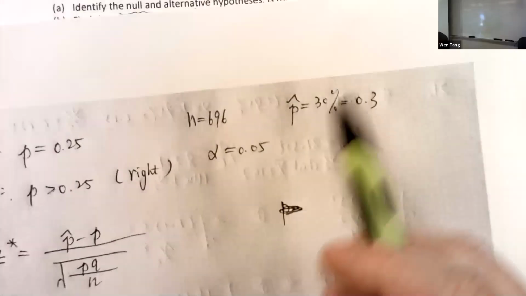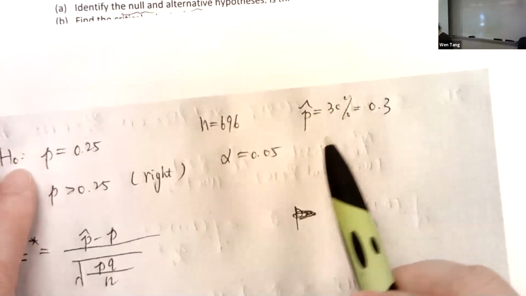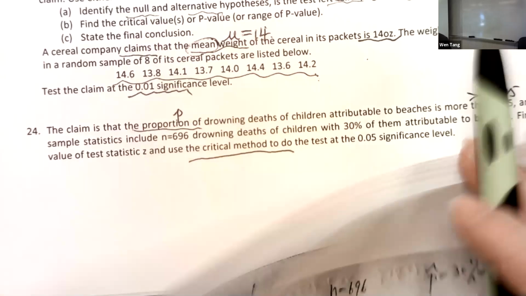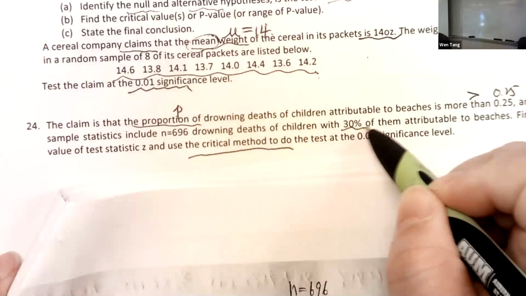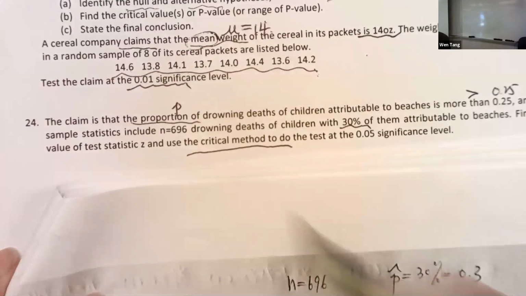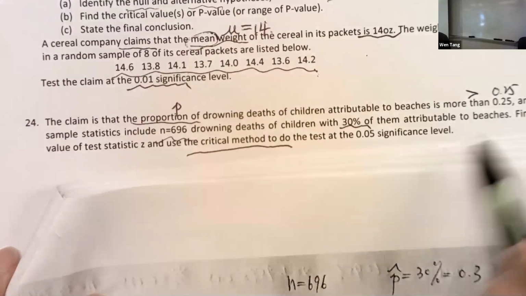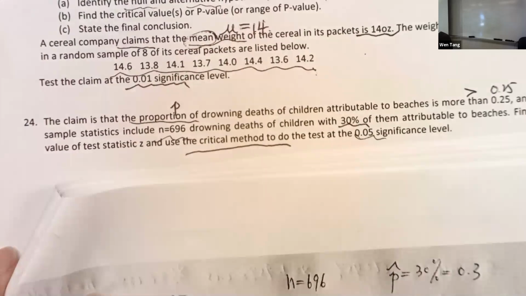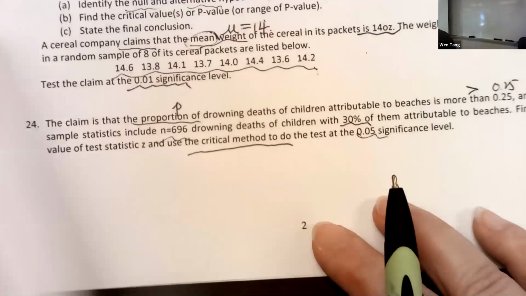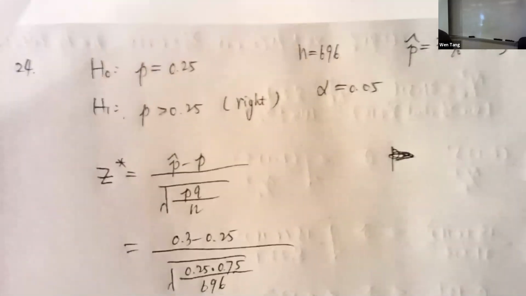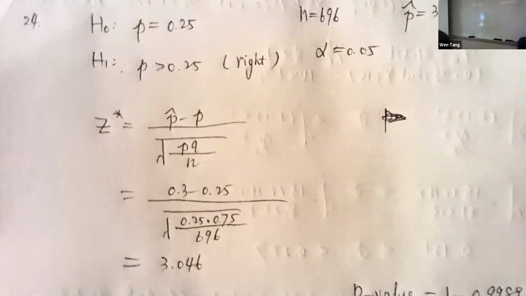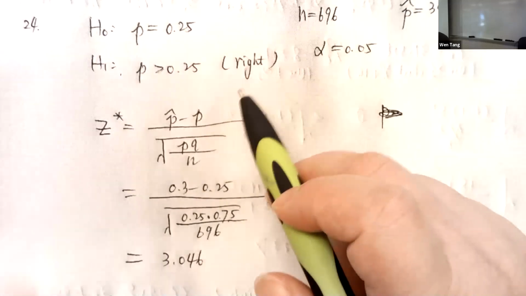So I will also list the information. The P hat, we know from the question. It's from the sample, so the P hat is 0.33. And we also have the alpha value, alpha equal to 0.05. So the next step, we're going to find the test statistic, right? Make sure you know the correct formula to get the Z.